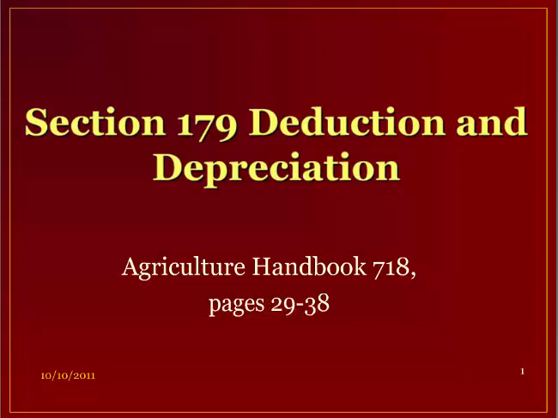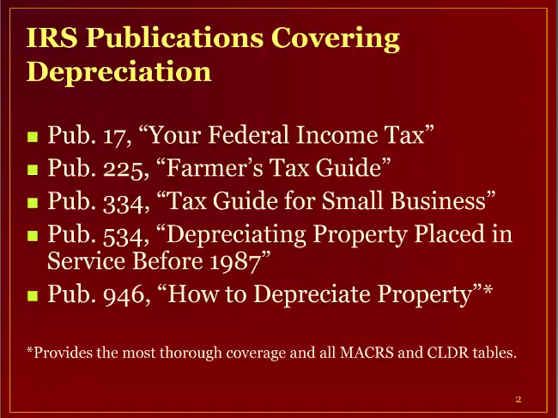you that Ag Handbook 718 is not the source to go to learn what you need to know about depreciation. Ag Handbook 718 is designed to cover the forestry aspects of depreciation. There are a number of IRS publications that cover this subject. The best one is Publication 946, How to Depreciate Property. Again, all these publications are available on the internet, and you can get them from the IRS also in hard copy format free of charge.